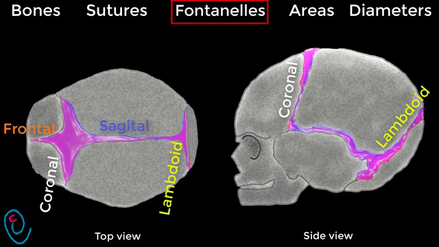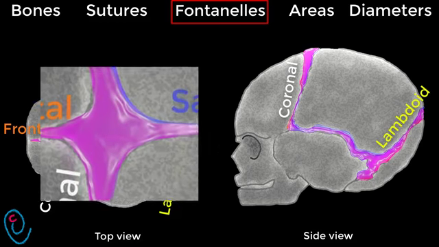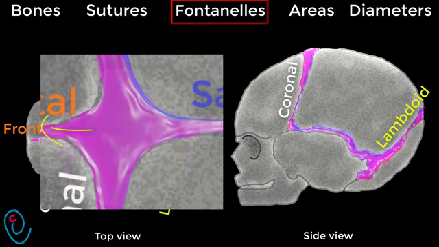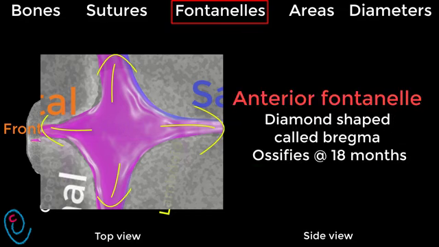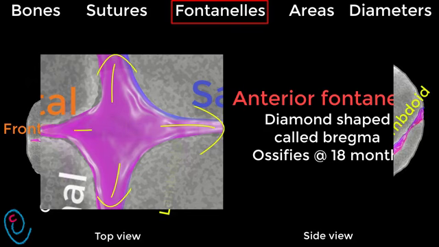Fontanelles are wide gaps in suture lines that connect between different sutures. There are two important fontanelles, anterior fontanelle and posterior fontanelle. The anterior fontanelle connects between frontal suture anteriorly, sagittal suture posteriorly, and coronal sutures laterally. It has a diamond shape and is called bregma. The anterior fontanelle ossifies at around 18 months after birth.